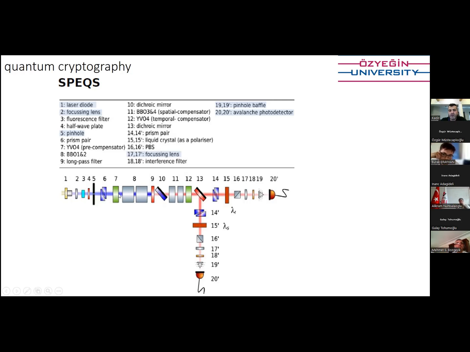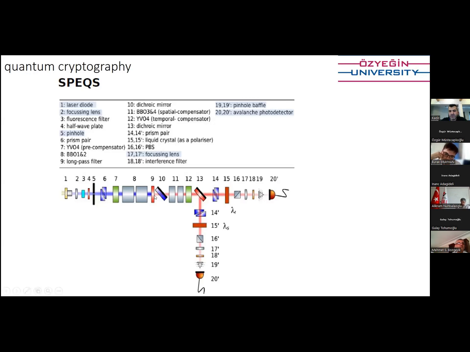And then you have a pre-compensator, spatial compensator 1, spatial compensator 2, and a post-compensator, four compensation crystals. You fine-tune their angles such that all the distinguishable features of the horizontal and vertical photons are erased. And then you have an entangled state after the 12th crystal here, which is a YVO crystal. Then you put a dichroic mirror to separate the signal and idler. You can do this because you use non-degenerate wavelengths. Non-degenerate signal and idler wavelengths are not the same, they are different.